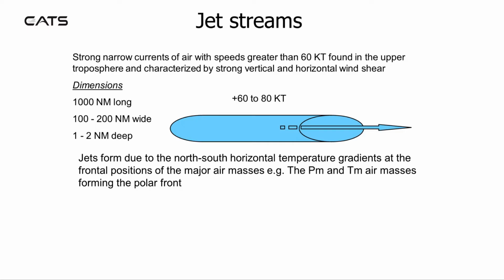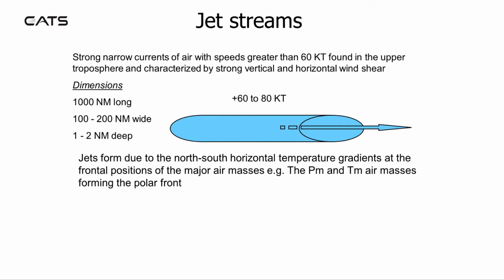Jet streams. These are strong narrow currents of air with speeds greater than 60 knots found in the upper troposphere and characterized by strong vertical and horizontal wind shear. The dimensions are 1,000 nautical miles long, 100 to 200 nautical miles wide, and 1 to 2 nautical miles deep, with strengths greater than 63 knots.